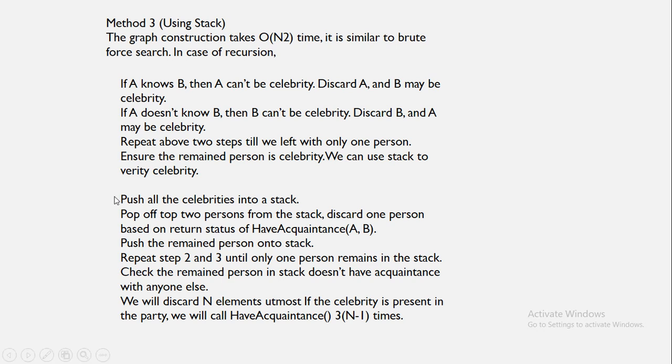Push, and sorry. So if A knows B, then A cannot be the celebrity. So kung kilala ni A ang B, hindi si A ang celebrity. I-disregard ang A, and B may be the celebrity.